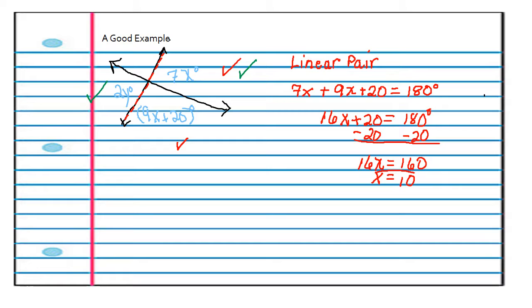Once we have what a variable equals, now we can put it back into the equation and solve for the measurement of our angles. So our first angle here is going to equal 70 degrees. 9 times 10 is 90, plus 20 is 110. The double check is that these two adjacent angles equal 180 degrees.